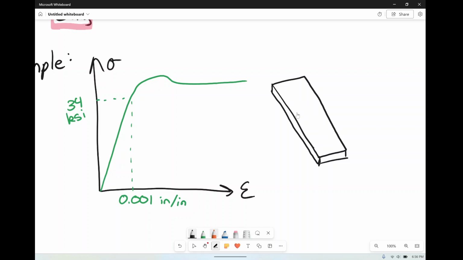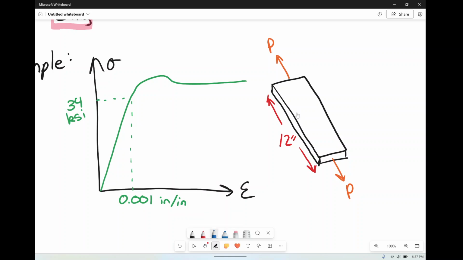So we have an applied load P. All right, so it's in tension. We're pulling it each direction with the applied load P. And the total length of this bar, say the total length from here to here is, let's say it's 1 foot, but that's kind of weird to talk about feet, so we're going to say it's 12 inches.